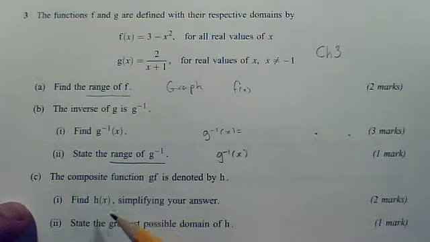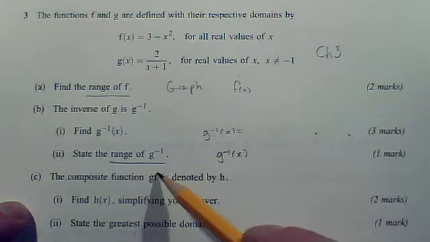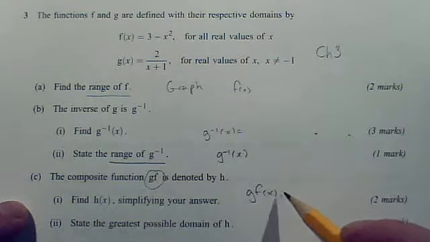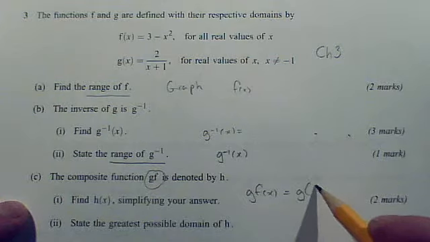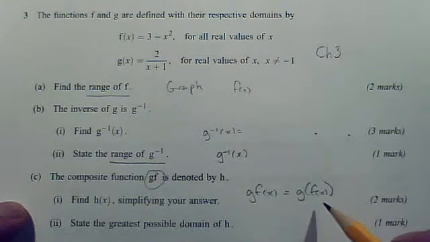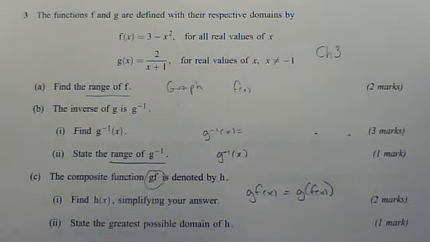Moving on to part C, we've got to find h of x, which is the composite function g f of x, which means g of f of x. And there are examples early in chapter 3 of how to simplify that kind of expression.